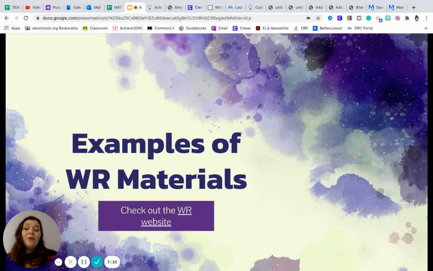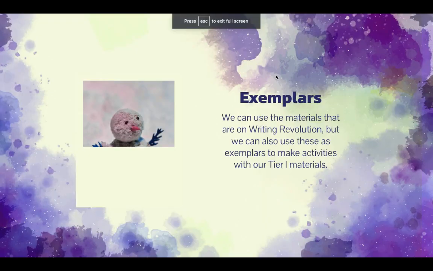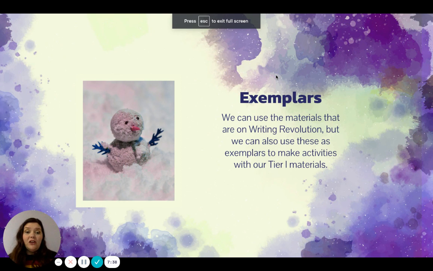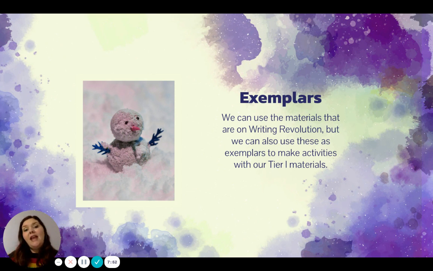All right, so we took a look at the website, saw some great examples on there, and saw how we could use it in our classroom. So when we're looking at the pre-made materials on Writing Revolution, those are wonderful exemplars. Hey, we don't need to reinvent the wheel. Maybe we need to take what's there and adjust it to fit the needs of our students and our classroom. So we can use those materials on Writing Revolution, but we can also use them as exemplars to merge that Tier 1 with the Writing Revolution lessons that we've been doing with our students.